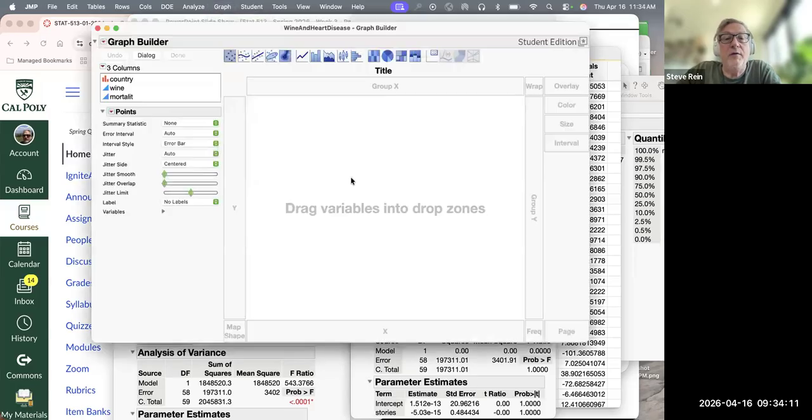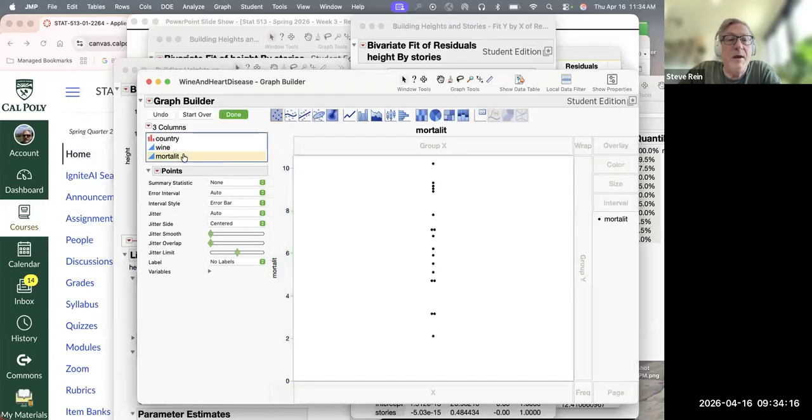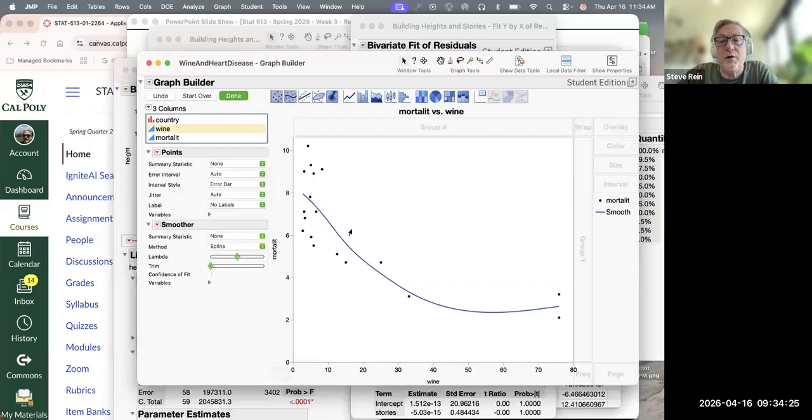If I were making a scatter plot, or a graph in Graph Builder, you'd think mortality may depend on the amount of wine consumption. It seems curved to me. Indeed, we could maybe solve the problem. If you see clear curvature, like I do here, you might want to assess how could I solve that curvature problem. We're going to really focus on that in a later class session, but I do want to suggest something.